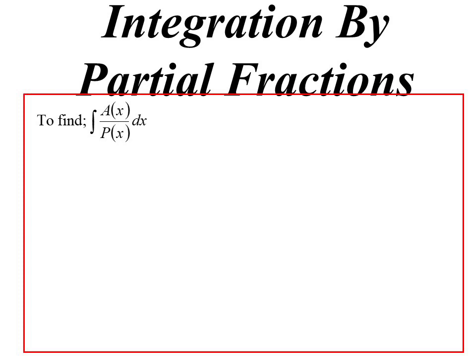The technique of partial fractions is good when we have this situation. We've got an integral of what we call rational functions. So some function of x on the top, some function of x on the bottom, and they're both polynomials. How do I approach it?